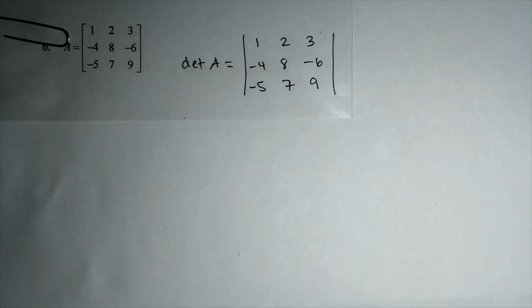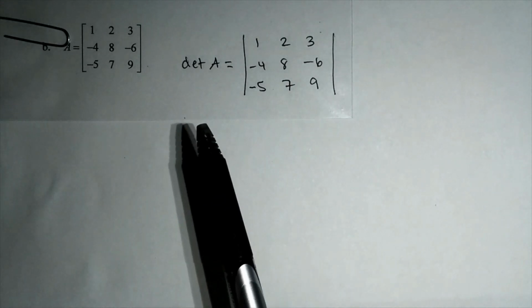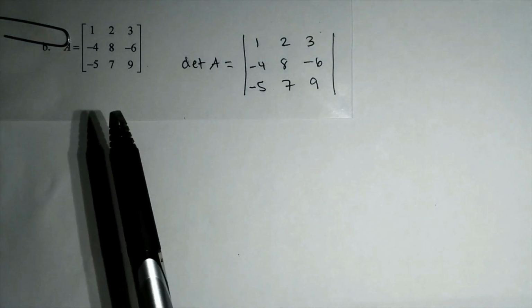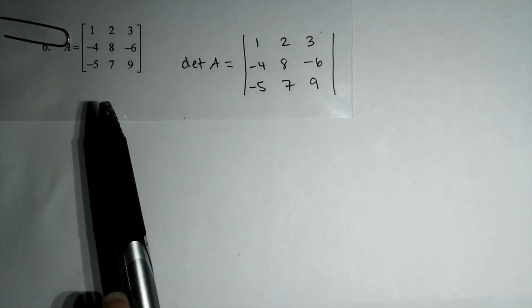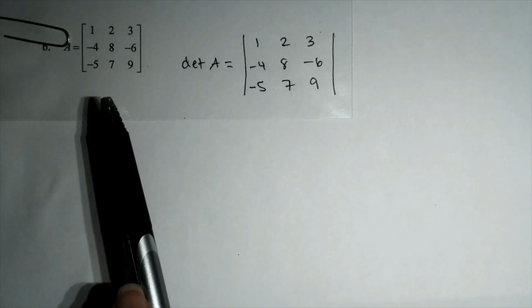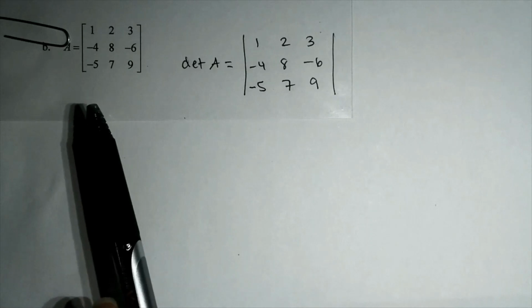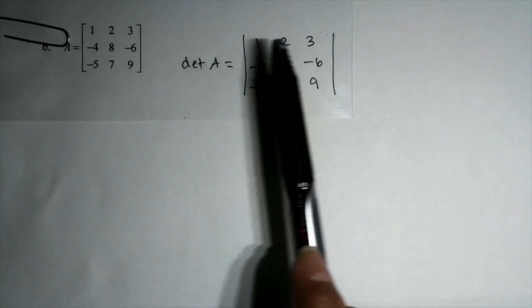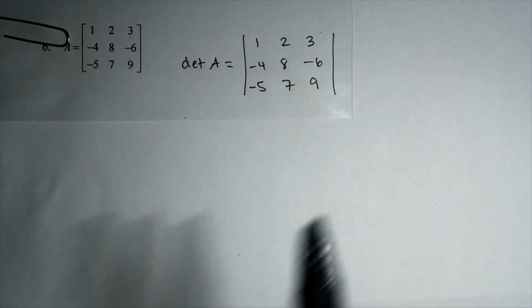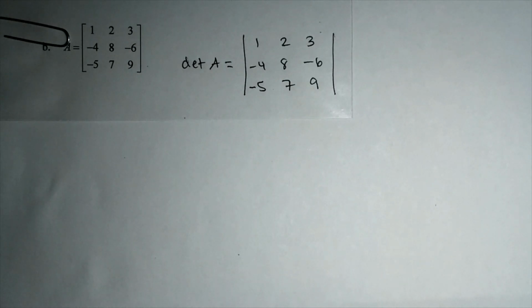Okay, so again, we no longer have a 2 by 2 matrix. We have a 3 by 3 matrix. If we have a 3 by 3 matrix or any square matrix of a larger size, we're going to do it the same way. We're going to expand any row or any column and then take it from there. Because this is our first problem, we're just going to expand the first row.